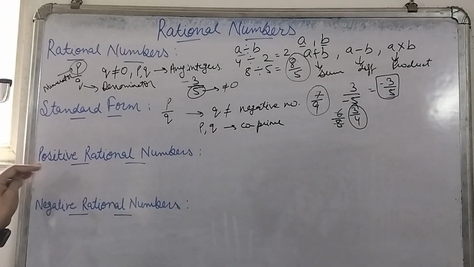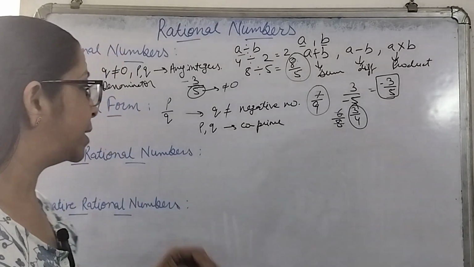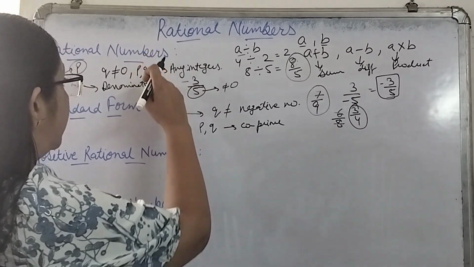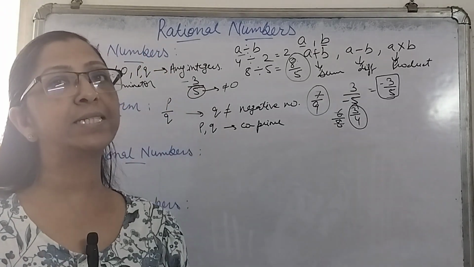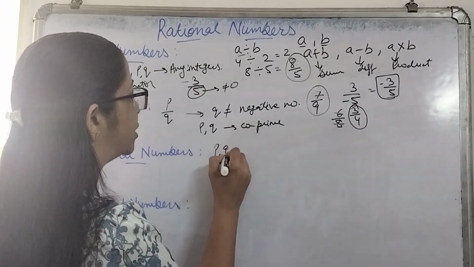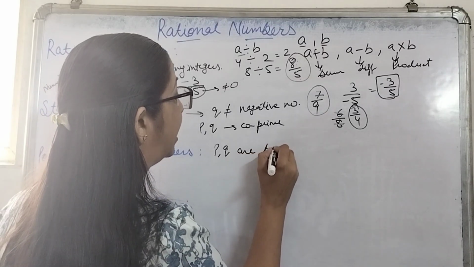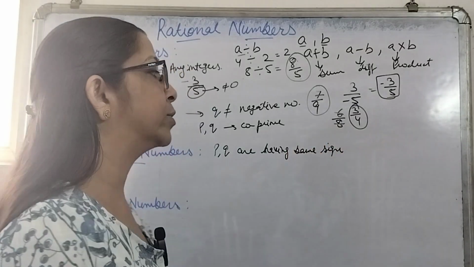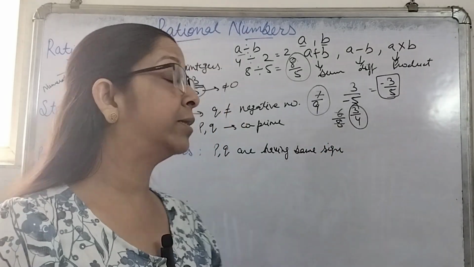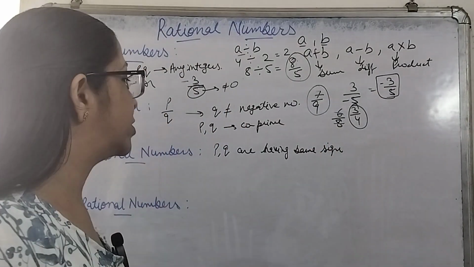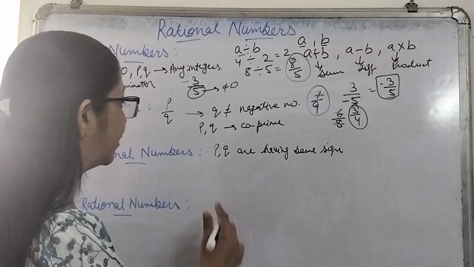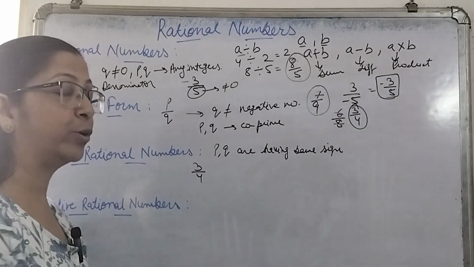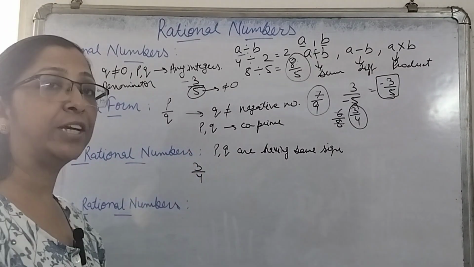Now, what are positive rational numbers and what are negative rational numbers? Positive rational numbers we get if P and Q, the numerator and denominator, both have the same sign, like signs. That means if both are positive or both are negative, we say that the given rational number is a positive rational number. Like 3 upon 4, it is a rational number. 3 is positive and 4 is also positive. So it is a positive rational number.